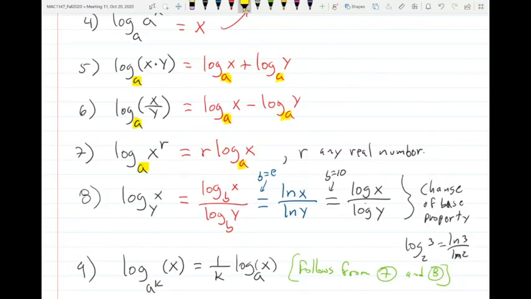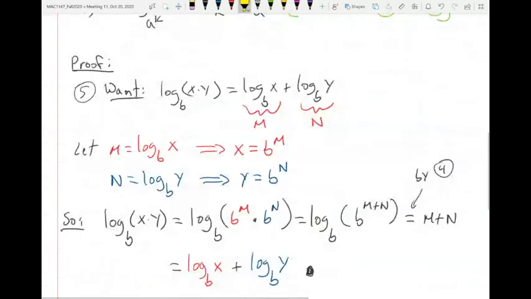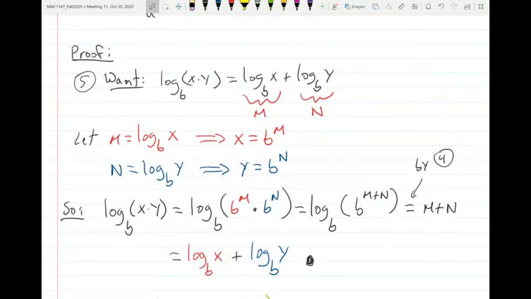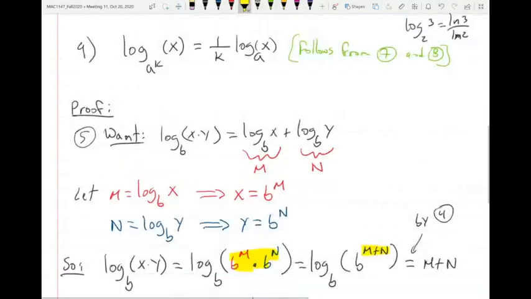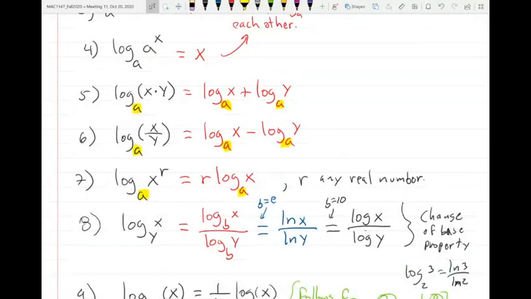All right, so last time we proved number 5. We justified why number 5 is true, and basically we took advantage of the property of exponents that says that when you multiply 2 exponentials with the same base, you add the exponents. That is the property that corresponds to property number 5 on the logarithmic side. I told you number 6 is very similar, and I asked you to do that as homework, so let's go ahead and prove number 7.